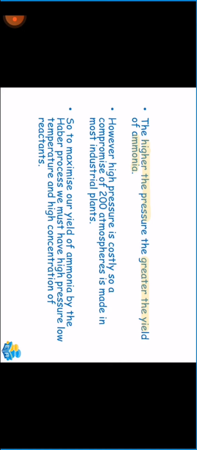However, we know that high pressure is quite costly, so a compromise pressure of 200 atmospheres is used in most industrial plants. So to summarize here, in this little box at the bottom, to maximize our yield of ammonia, we need to have high pressure, low temperature, and a high concentration of our reactants.